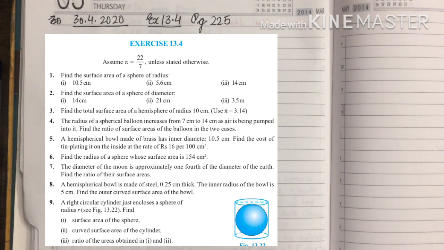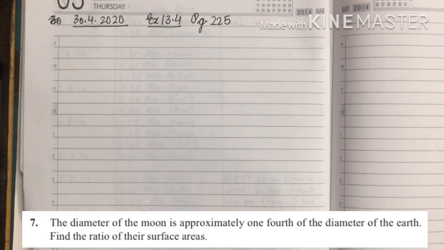Question number 7th. The diameter of the moon is approximately 1/4 of the diameter of the earth. Find the ratio of their surface areas. Assuming that moon and earth are spherical in shape, we will find out their surface area using the relation that we have just learned. To find out the surface areas, we require the radius of the spherical object.